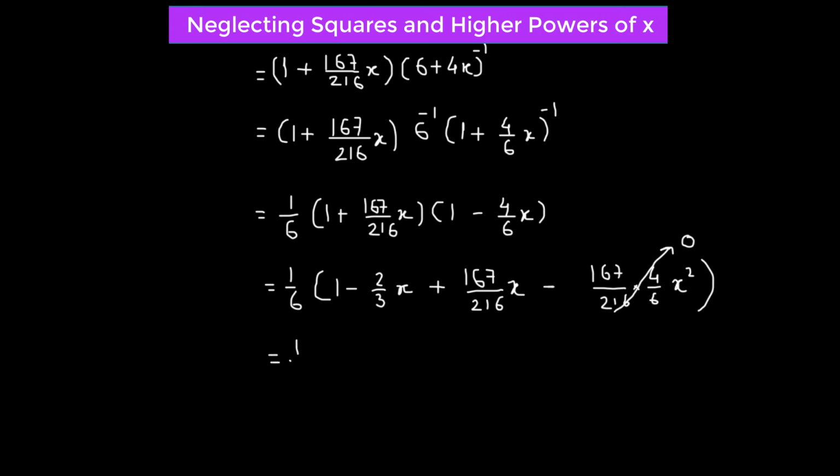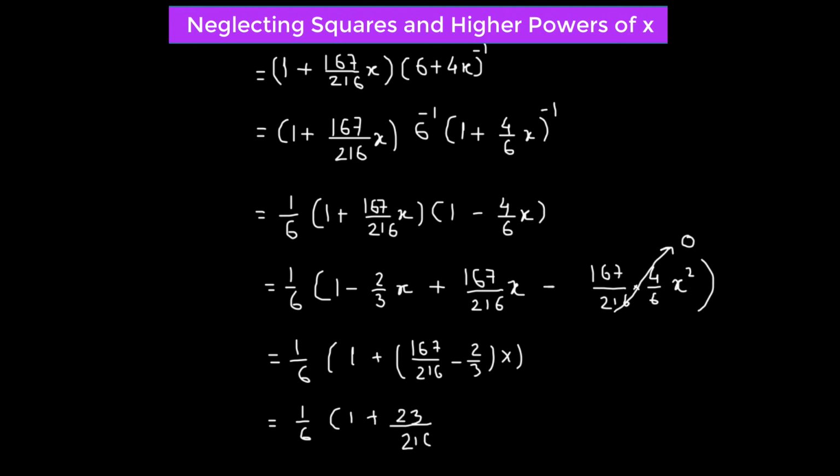Now we are remaining with 1 plus (167 divided by 216 minus 2/3) whole times x, and that will finally give us 1 over 6 times 1 plus 23 over 216 x. So this is the final approximate value for the given expression. Let's go to the next question.